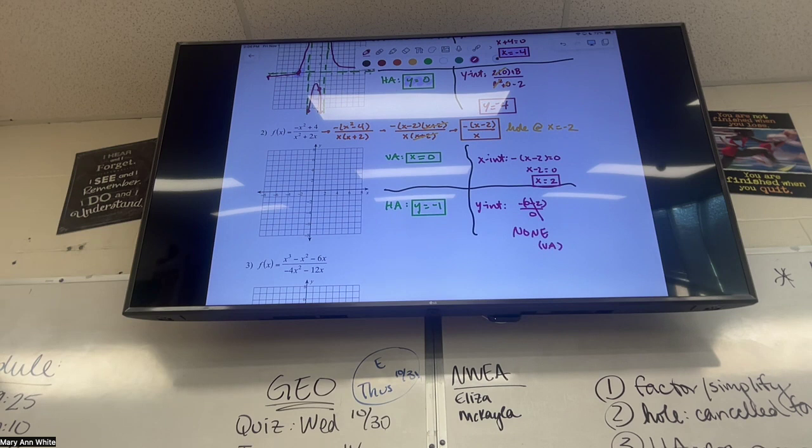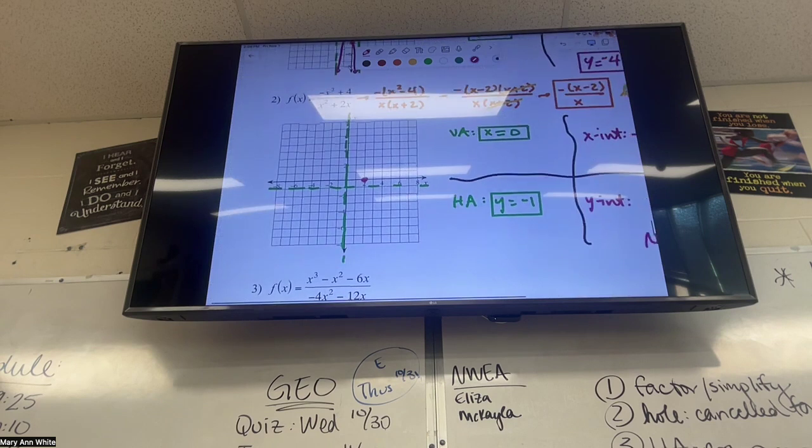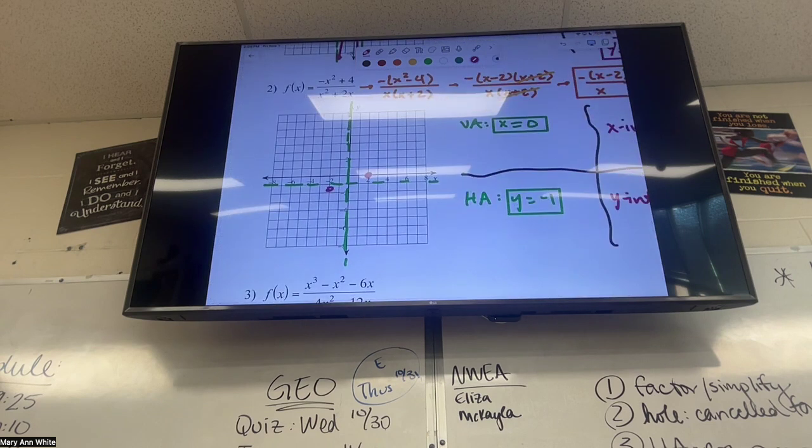Let's put it all together. You can draw the holes on the graph. Or an open circle, right? So it's an open circle at -2. So it's over here somewhere. It's probably right about there.